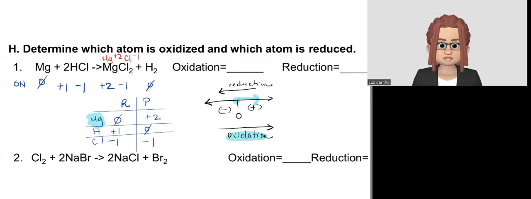On the other hand, for hydrogen, it started positive and it went to 0. So that means that it's undergoing reduction. Make sure that you practice with the second problem that you see on this slide.